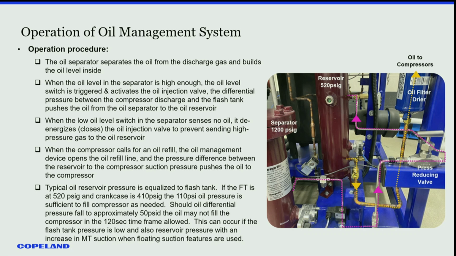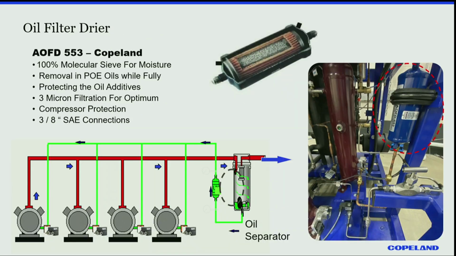This can occur if the flash tank pressure is low and the reservoir pressure drops with an increase in medium temp suction, like I talked about. So as your reservoir pressure starts to drop, maybe you're floating your suction up, your differential can be reduced. So I talked about this already. It's about 3 microns filtration, and you can see it filters first, goes through that filter pad, metal screen, and 100% molecular sieve desiccant for moisture.